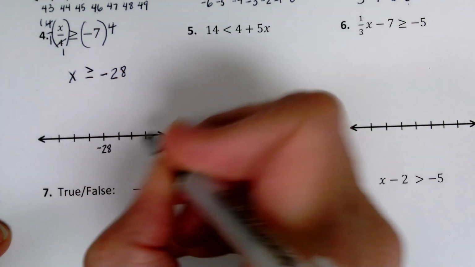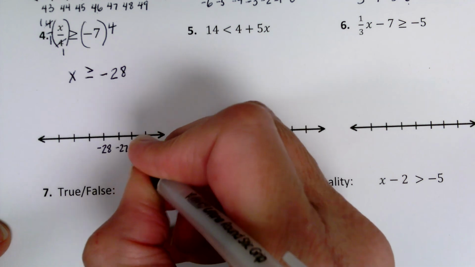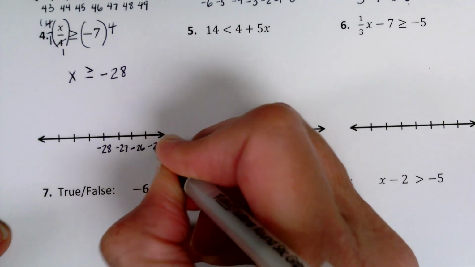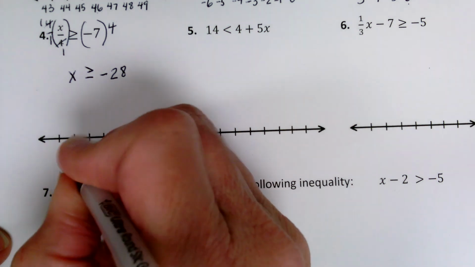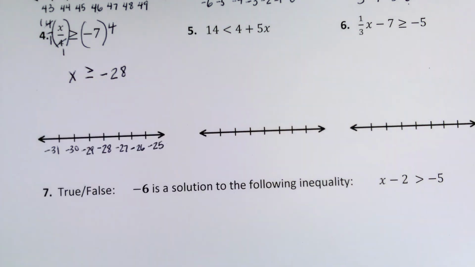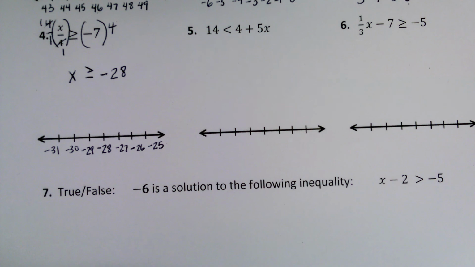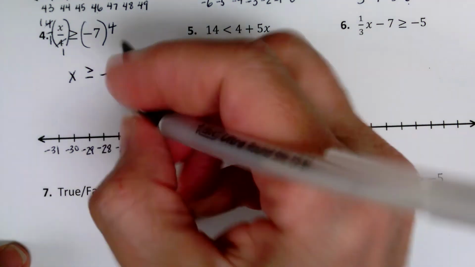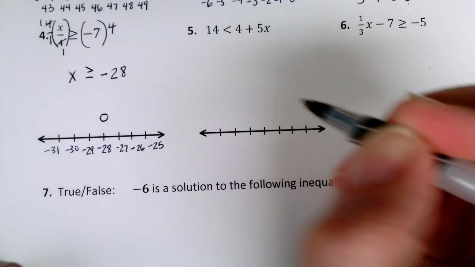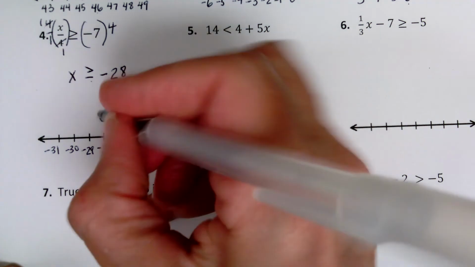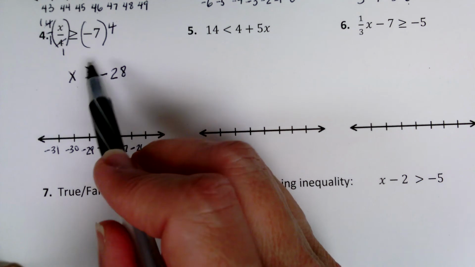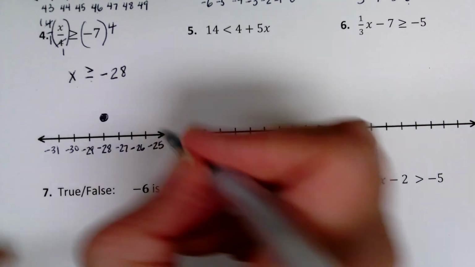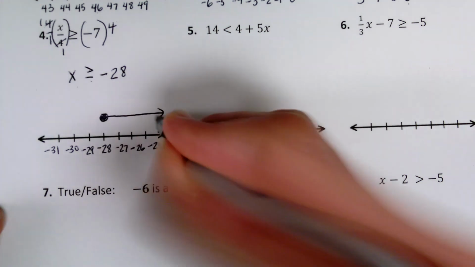So I have negative 28, negative 27, negative 26, negative 25. And then over here, negative 29, negative 30, negative 31. Over the negative 28, we put a circle. It's closed because that's an equal sign. And all the numbers that are more than negative 28, this is x is greater than or equal to, are going to be to my right.